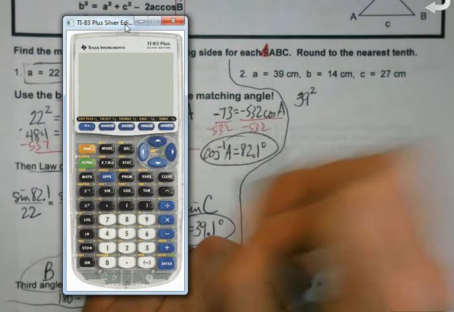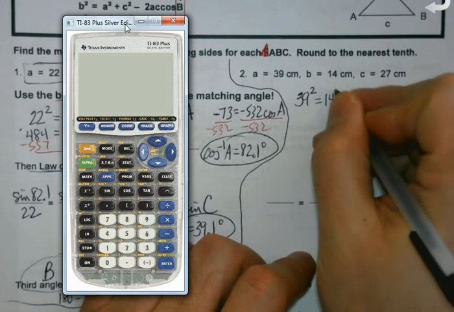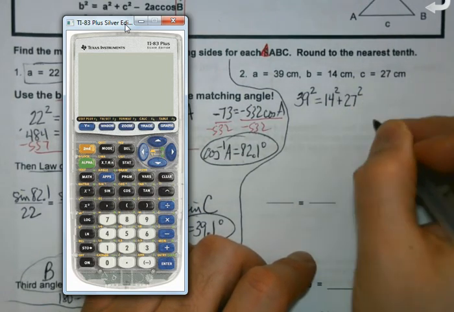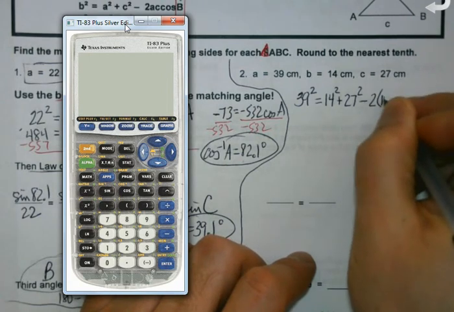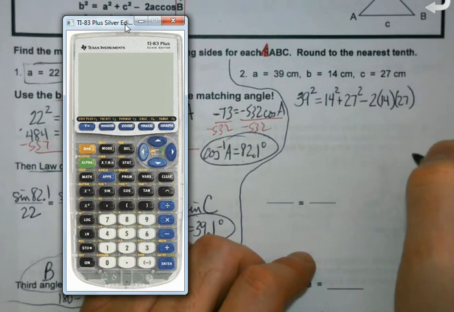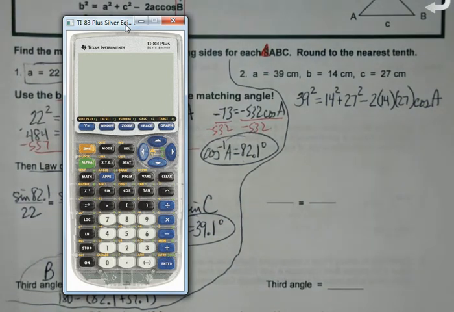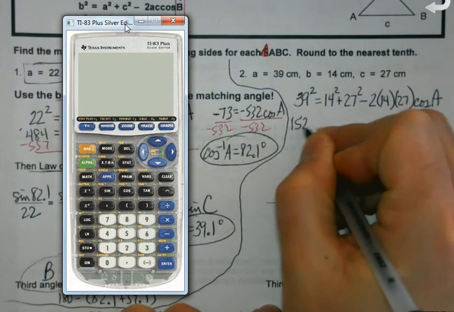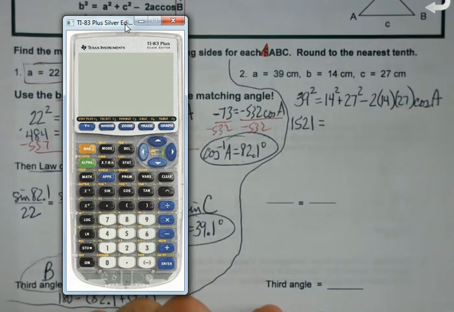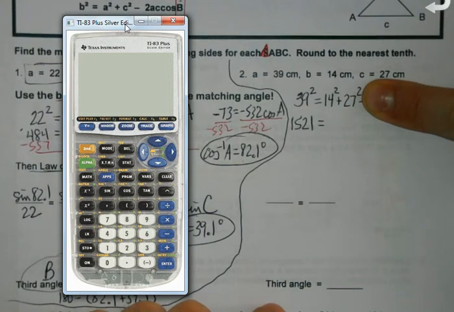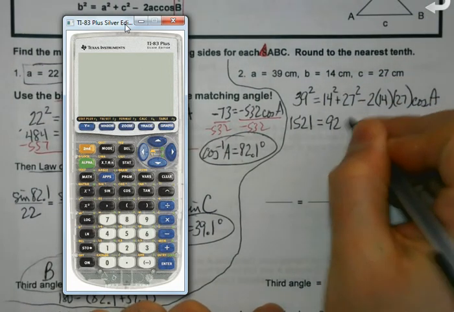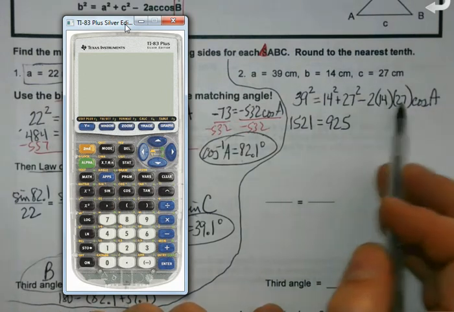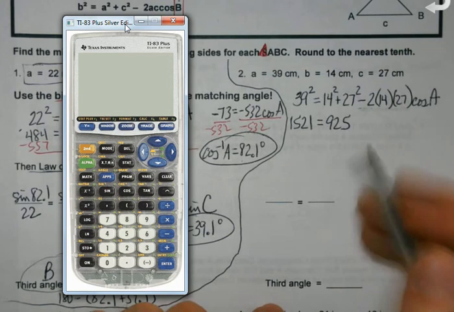So A squared equals B squared plus C squared minus 2 times the product of my two sides times the cosine of, which will be my angle A. And again, do this in pieces. Yep, figure out your 39 squared first. Then again, just do the sum of your two squares next. It should be 925. Once you have that, then you can multiply this part together. And you'll always end up with minus something.